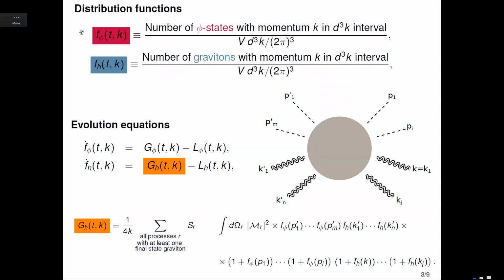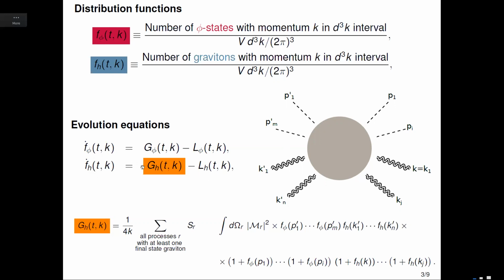All right, so let's start with the complex scalar model. To calculate the gravitational wave spectrum, you need two distribution functions, one for the scalars and one for the gravitons. These distribution functions fulfill evolution equations. For example, you have here the rate of change for the graviton distribution function. It has a gain term and a loss term, and similar for the phi distribution function. Because we're interested in gravitational waves, let's focus on the graviton distribution function.